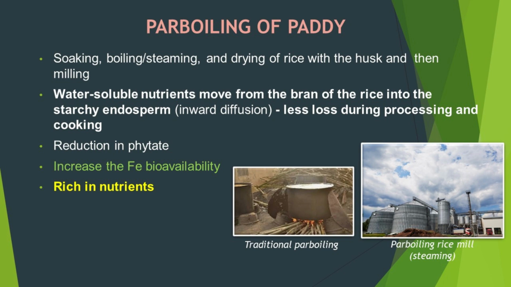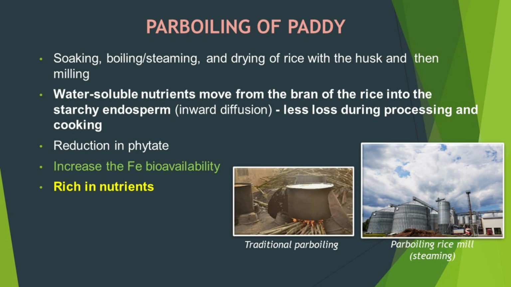What happens with parboiling? In parboiling, rice grains with husk are soaked and boiled or steamed and then dried, and then they are subjected to milling. With parboiling, there is inward movement of water-soluble nutrients from bran to endosperm. Those include amino acids, protein, vitamins and minerals. So they are moved to the inside of the grain.